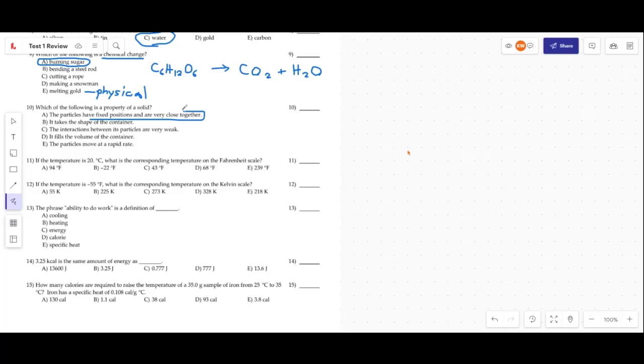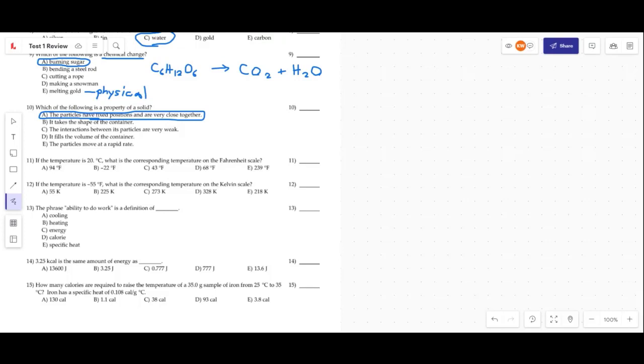Very close together. Very good. Which takes the shape of the container? That would be true of what? Gas. It would be true of a gas, but it would also be true of what? Liquids. And which one fills the volume of the container? Gas. That would be the gas. Yep. Very good.